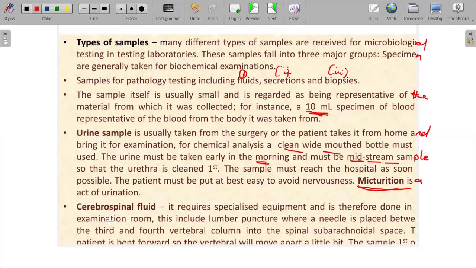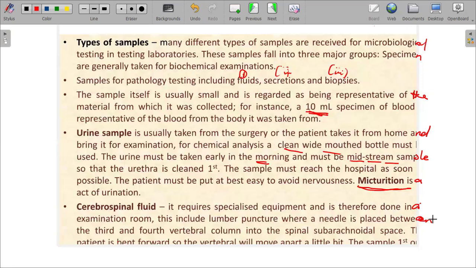We have cerebrospinal fluid as another type of sample that can be collected. It requires specialized equipment for collection. This is the fluid found in the ventricles and the vertebral column in the human body, which is used for examination of possible diseases and other conditions.